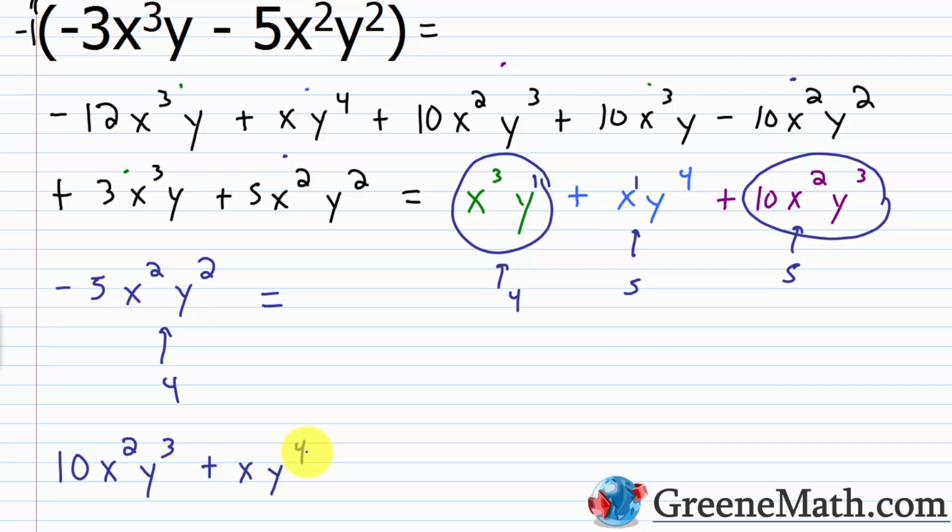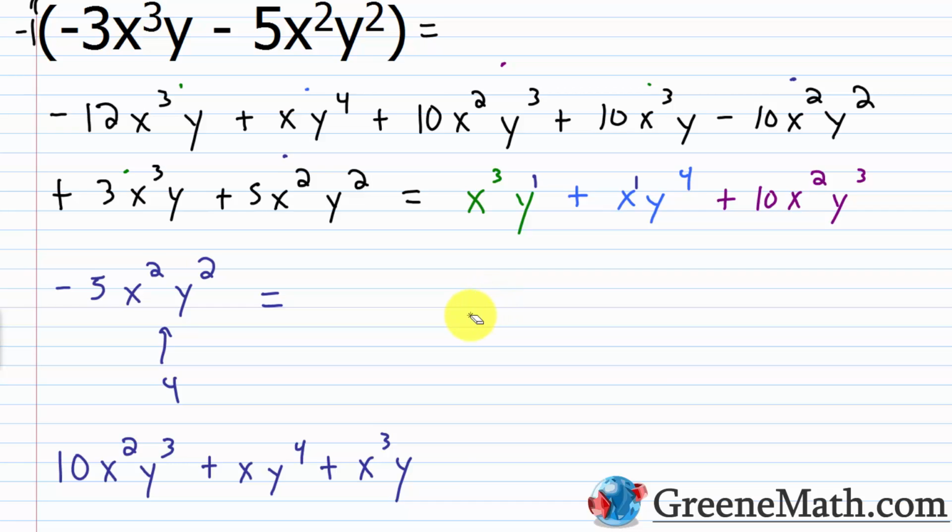So I've dealt with these ones that have a degree of 5, and now I'm going to think about what has a degree of 4. This one has x cubed, and this one has x squared. Again, I'm working in alphabetical order, so I'm thinking about the x, because x comes before y, with the higher exponent. So I'm going to go with this one. So I'm going to say plus x cubed y. And then lastly, I'm going to have minus 5x squared y squared.